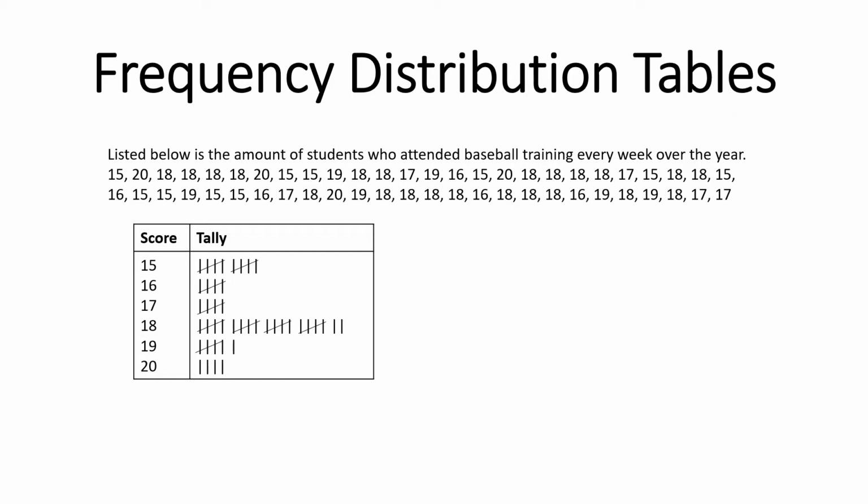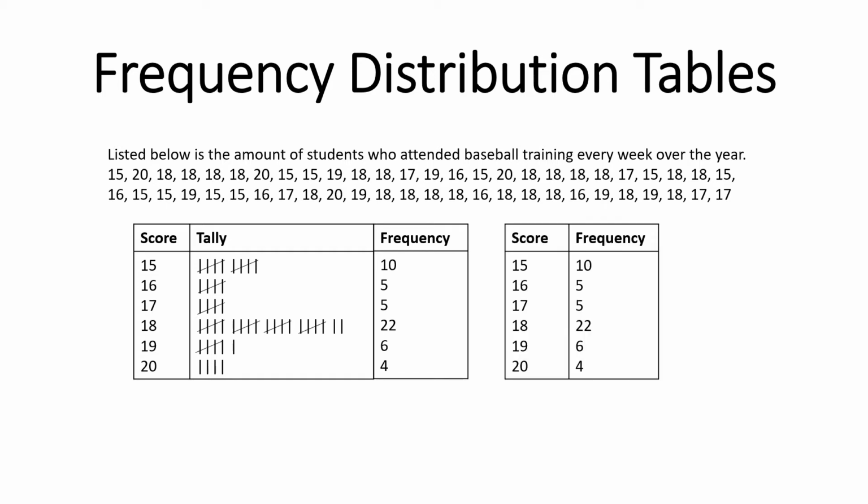You would have learnt many years ago how to do a table and a tally. So here we have in the left-hand column all of our scores, and I've done a tally by crossing off and putting a mark each time I've seen one of the numbers. When we add the last column, we add the frequency. This is just where I have counted up the tally and put the number of times that number appeared. We can now remove the tally column and we have a frequency distribution table.